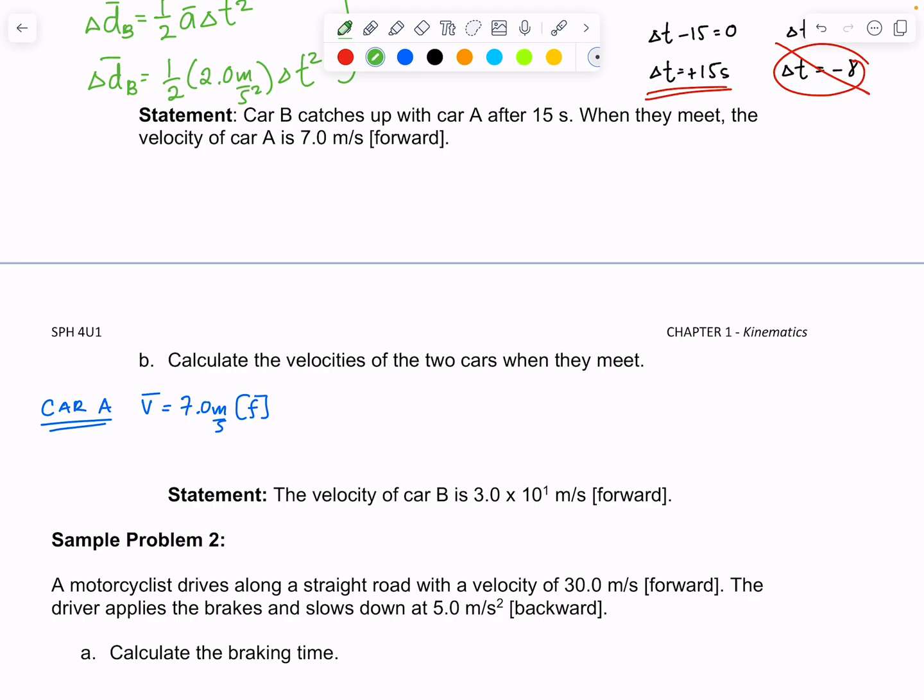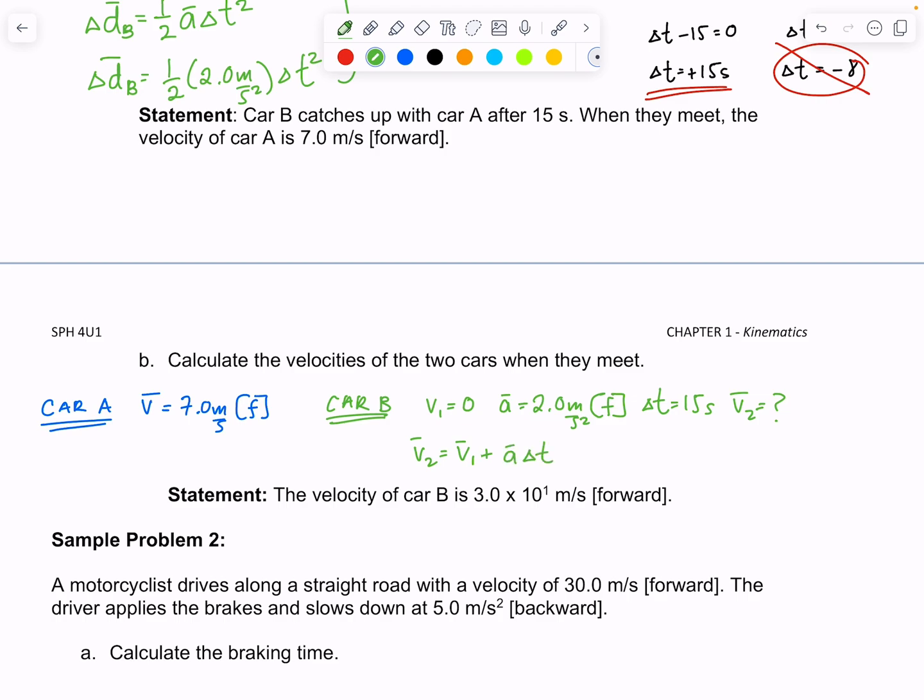What about car B? Well, let's remember all the information that we had for car B. We know that car B started from rest, accelerated at 2.0 meters per second squared forward, and we want to find its speed after 15 seconds. What is its final speed? We're going to use the equation V2 equals V1 plus A delta T.